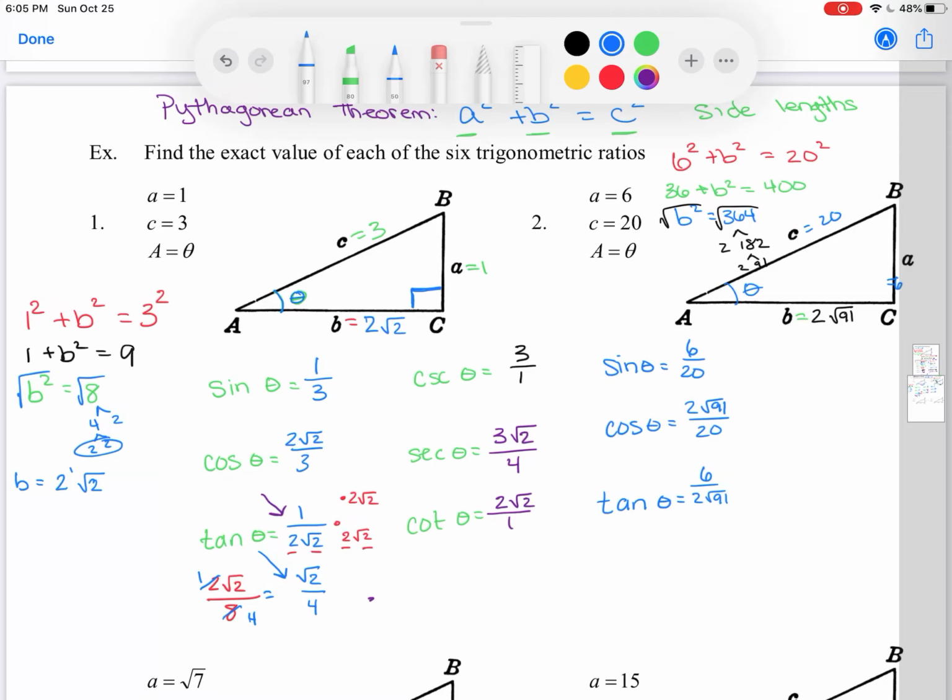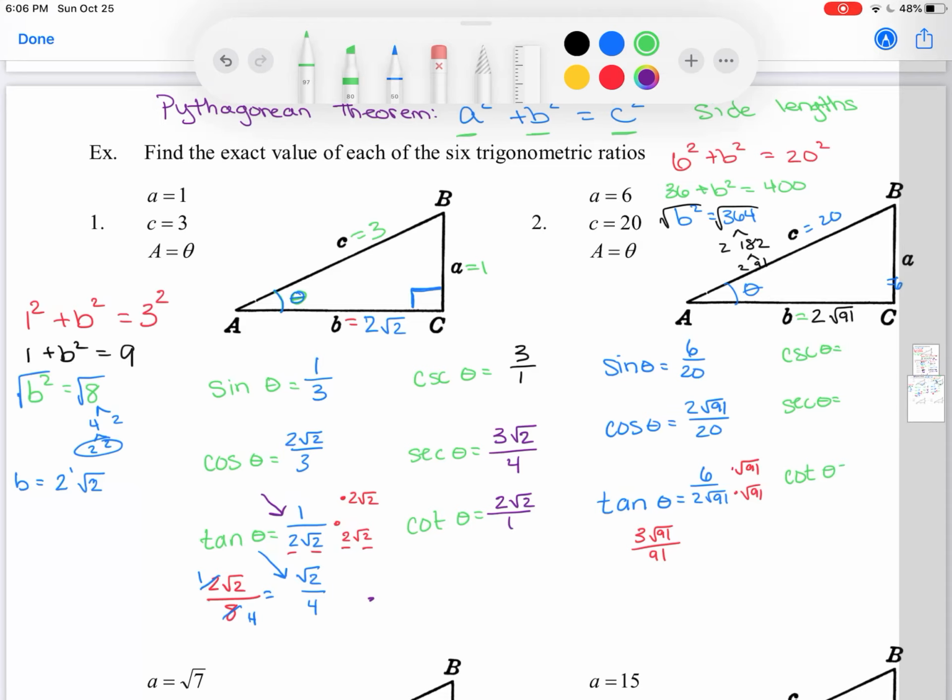Of course, we don't like the square root of 91 being in the denominator, so I'm going to multiply top and bottom by, you can do 2 square root of 91, or you can even just multiply top and bottom by the square root of 91. The whole goal, remember, is to get rid of that square root, so we don't necessarily have to worry about the 2 with it, as long as we keep it the same on top and on bottom. So my tangent is going to be 3 square root of 91 divided by 91. And I can't simplify that any further.